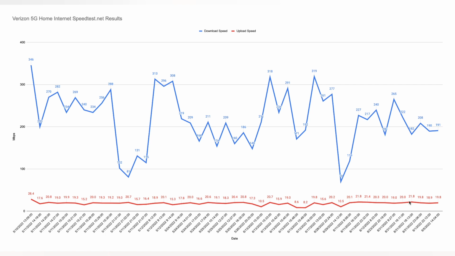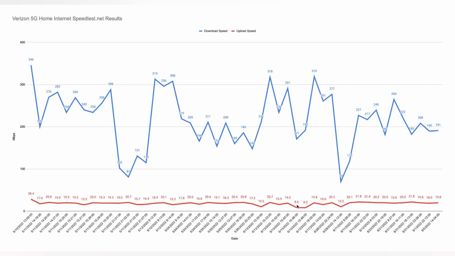And as you can see, the upload is very consistent. It's nearly always 20 meg upload, which is really good. Cable companies and a lot of their plans usually only offer 5 or 10 meg upload. So 20 is pretty good, especially at this price point.